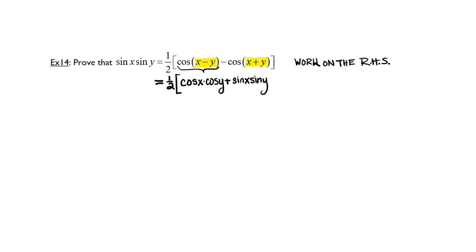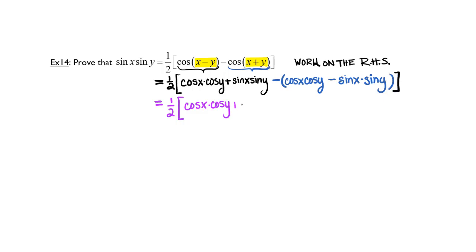That's this first part. And then I'm going to also replace cosine of x plus y with the statement for that portion or identity as well. Cosine x cosine y minus sine x sine y. Now I just have to simplify it and show that it will equal the other side. Through simplification, I'll have 1/2 cosine of x times cosine of y plus sine of x times sine of y. And now I'll distribute this negative through. Minus cosine x times cosine y plus sine of x times sine of y.